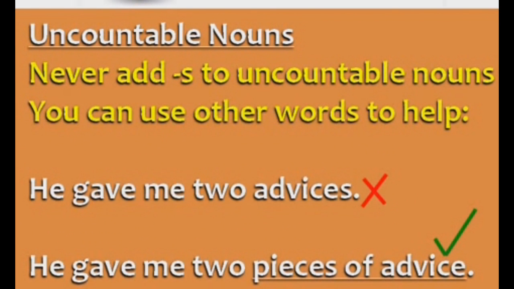You can use other words to help quantify uncountable nouns. For example, "he gave me 2 advices" is incorrect because advice is uncountable. Instead, you can say, "he gave me 2 pieces of advice."